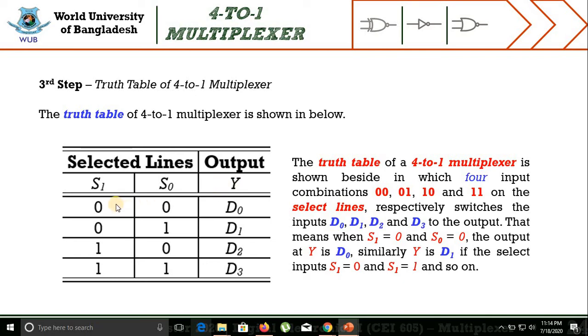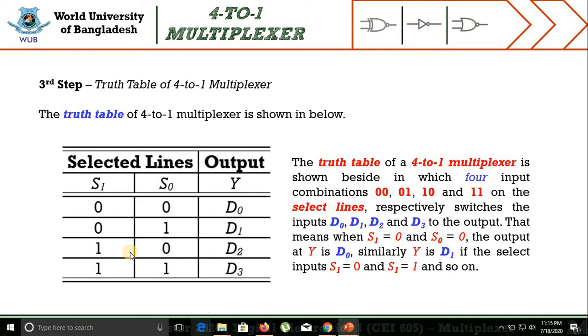For the select lines we assign two binary values, 0 and 1. If we combine these, we get four combinations: 0 0, 0 1, 1 0, and 1 1. When the combination of select lines is 0 and 0, you find D0 in the output section. For the next combination, when S0 is 1 and S1 is 0, you find D1 in the output section.